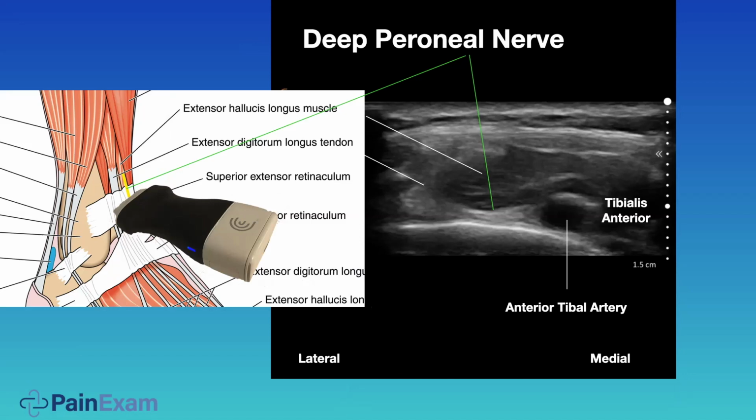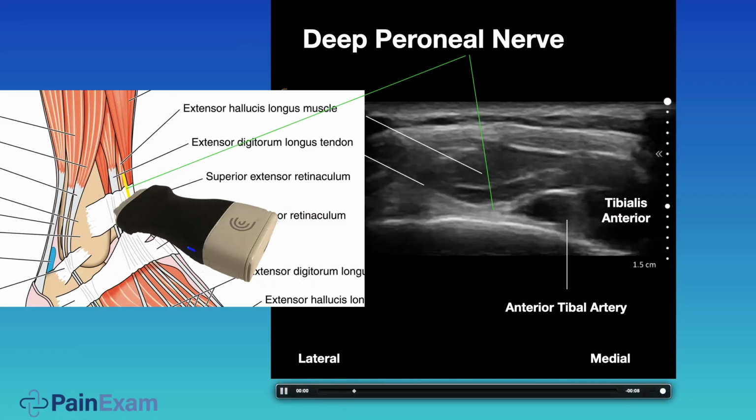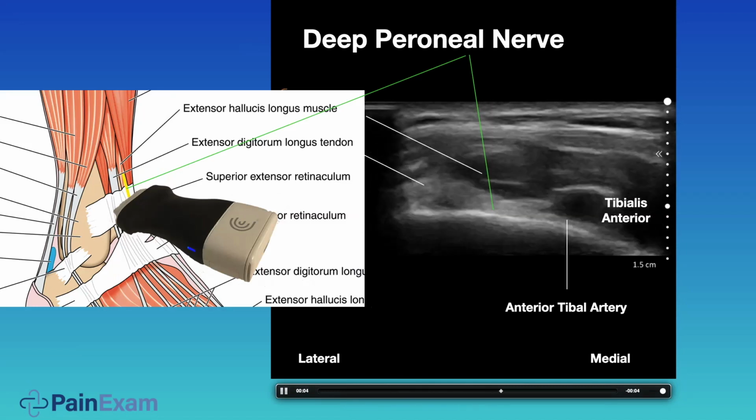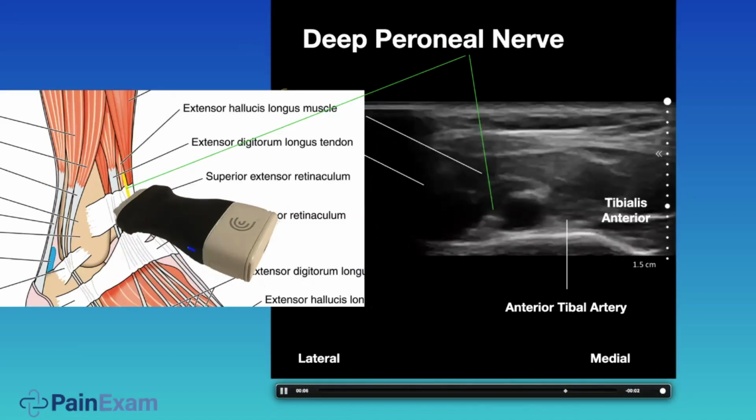It's highlighted. Deep peroneal nerve. This is the dorsal aspect of the foot above the ankle we're looking at. It runs right on the bone next to the tibialis anterior artery. Very small nerve. You see the artery, how pulsatile it is, and it doesn't really compress like a vein, unlike the saphenous vein that we saw earlier.